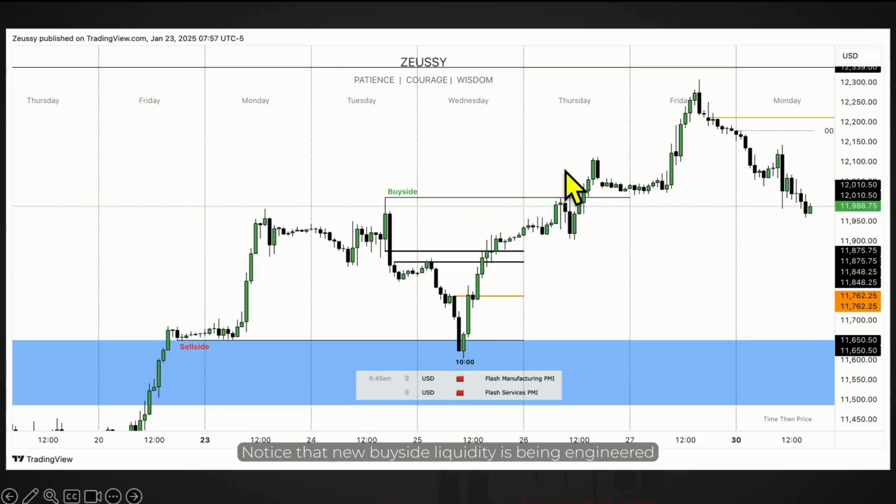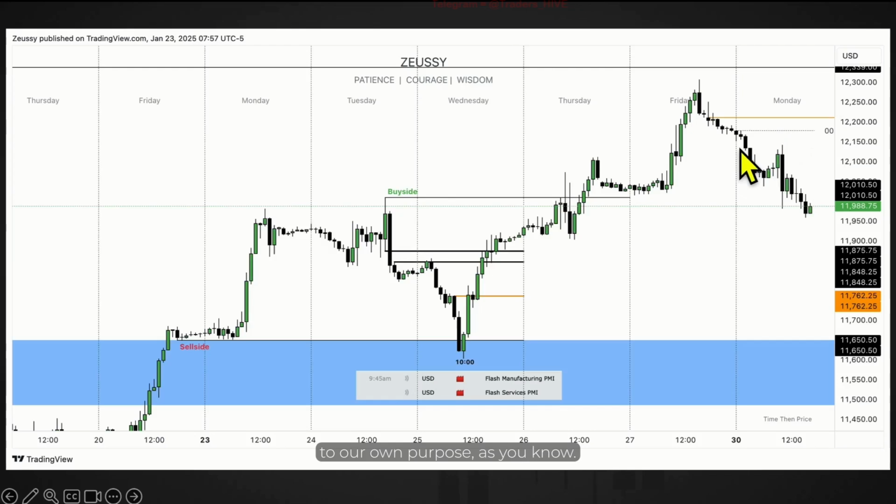Notice that new buy side liquidity is being engineered, and the market eventually retraces before continuing higher. Every single time that price is taking out a key buy side liquidity pool, as you can see right here, and it then retraces, it's engineering new buy side liquidity. And that's the same fractal which you're seeing right here. And this is key information which you need to understand. This is how the markets are being utilized to engineer liquidity, which we can later use to our own purpose, as you know.